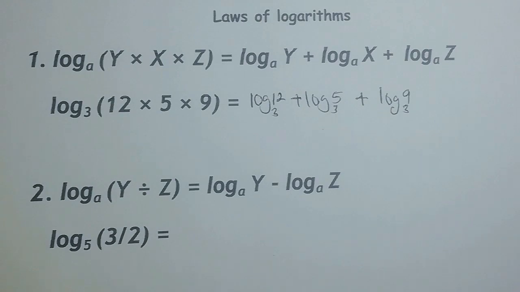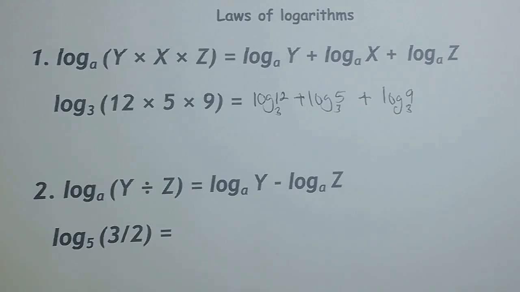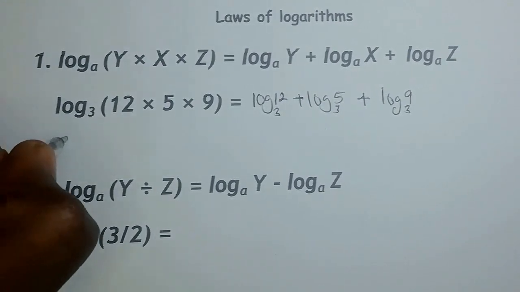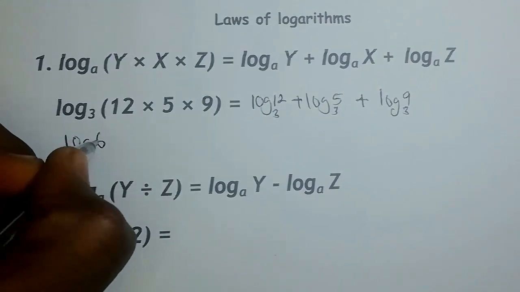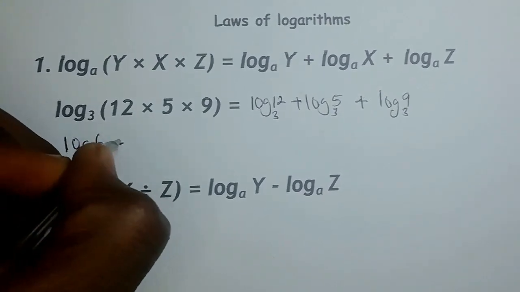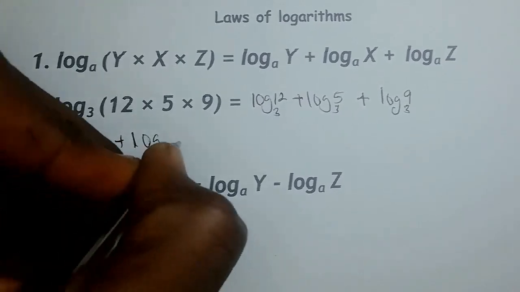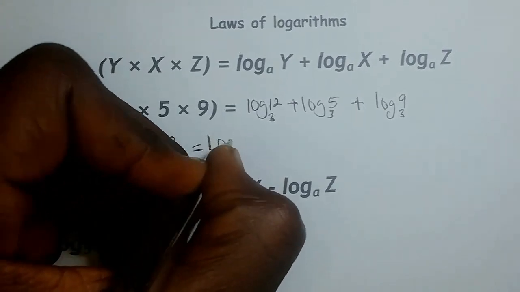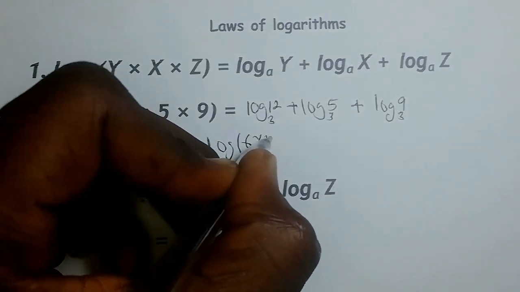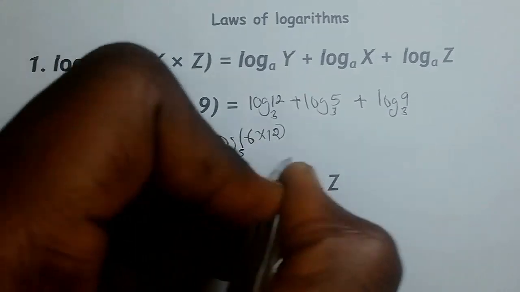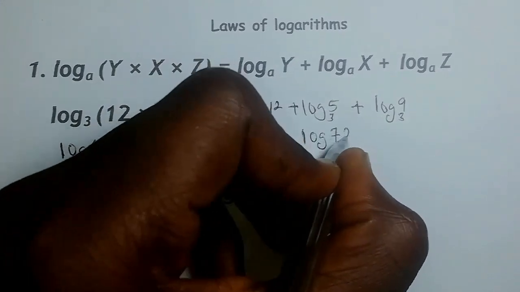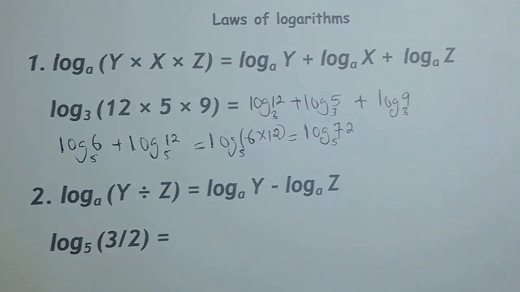So here's the second law. In the first law, the reverse is true for this case. So if you have, for example, log 6 base 5 plus log 12 base 5, this can be written as log 6 times 12 base 5, and 6 times 12, that's 72. So this will be log 72 base 5.